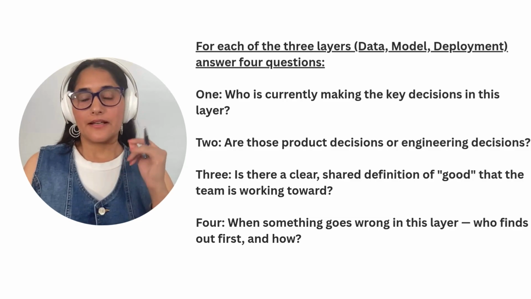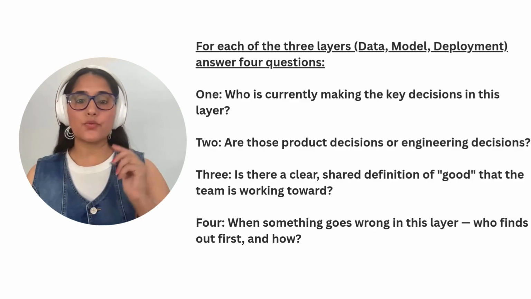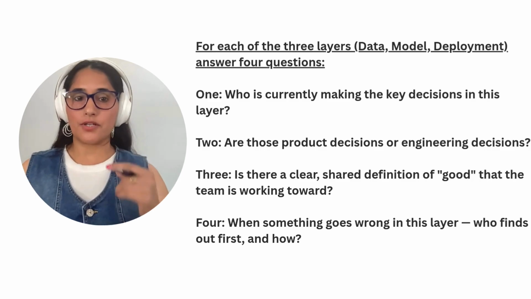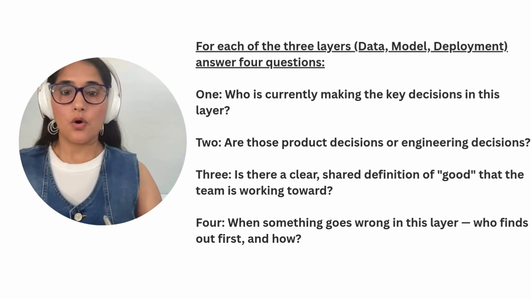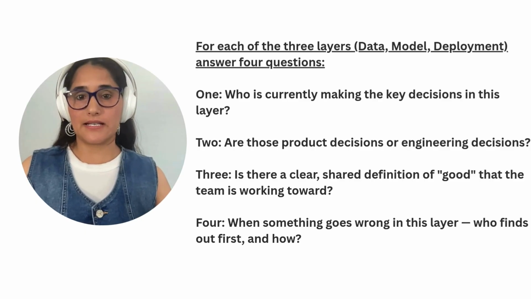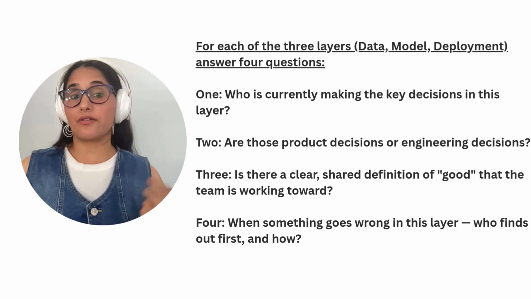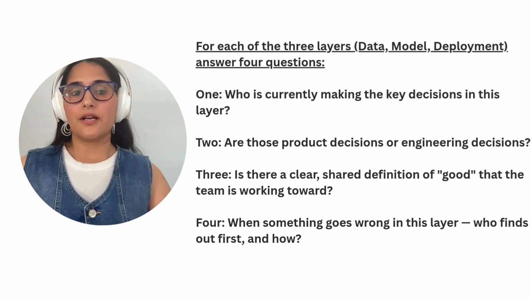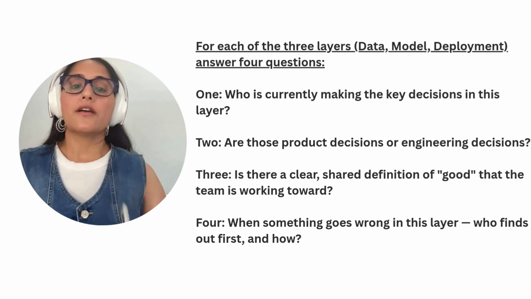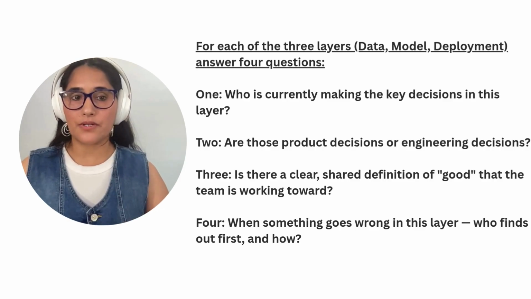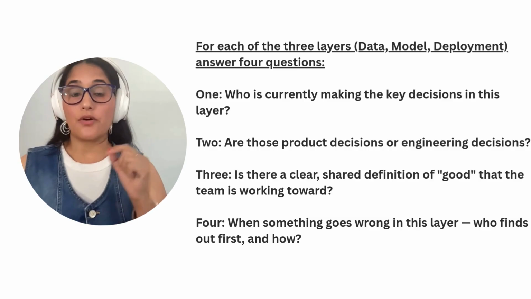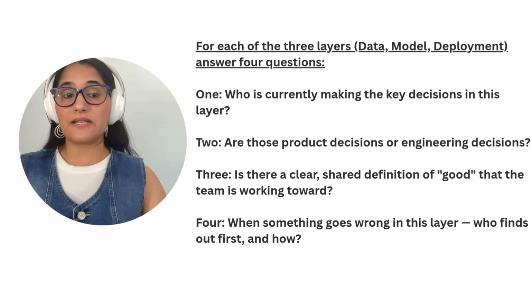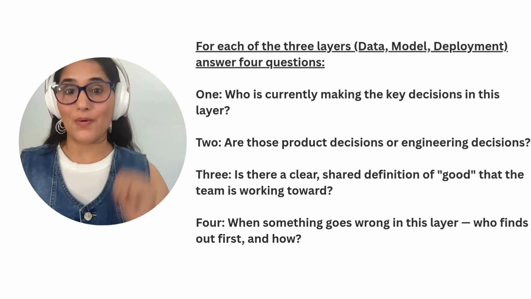Okay, let me give you a practical starting point today. This week, run a layer audit. For each of these three layers that we went through, data, model, deployment, answer four questions. One, who is currently making the key decisions in this layer? Two, are those product decisions or engineering decisions? Three, is there a clear shared definition of good that the team is working toward? Four, when something goes wrong in this layer, who finds out first and how? The gaps in your answers are the gaps in the ownership. And those gaps are exactly where the next preventable failure is building up quietly right now.